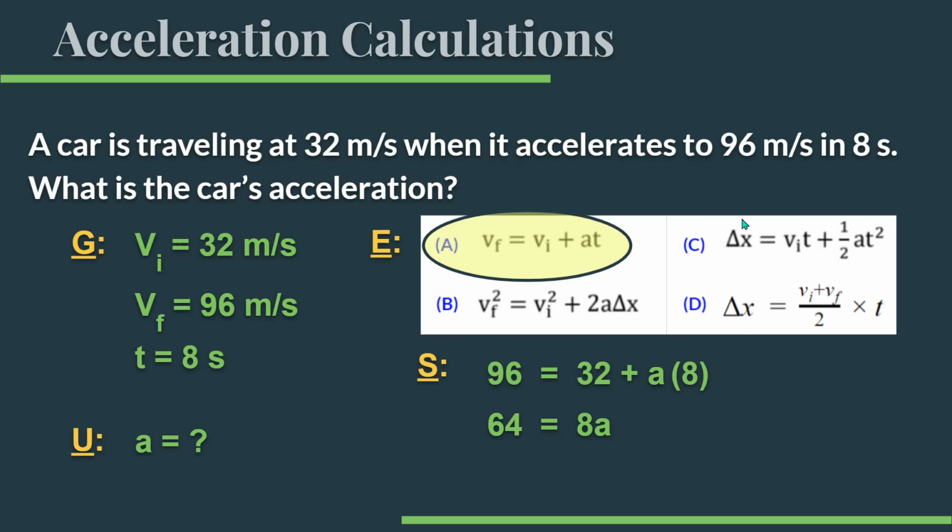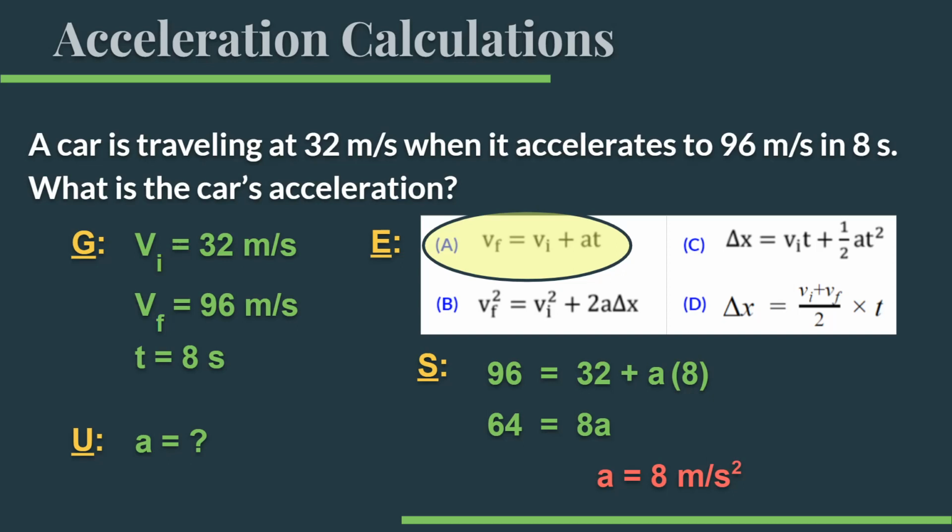Now, if I want to get A by itself, I simply divide both sides by 8, and that gives me 64 divided by 8, which is 8 meters per second squared. And again, I can see that because these units were meters per second, and I just divided them by seconds. So meters per second per second, or meters per second squared. Questions about this example? All right.